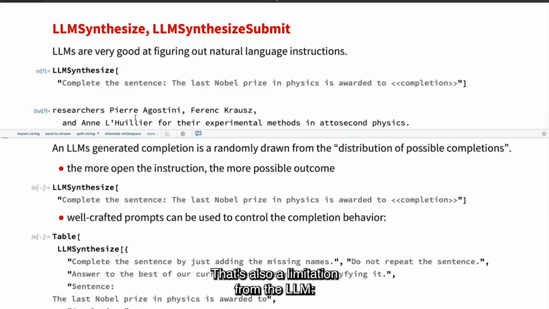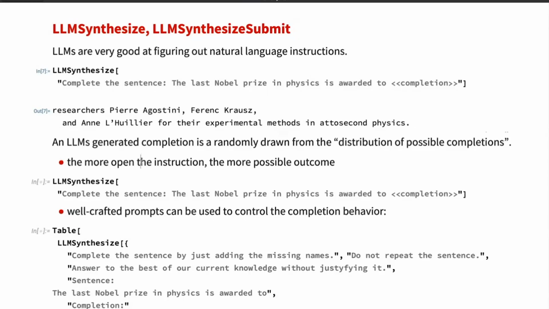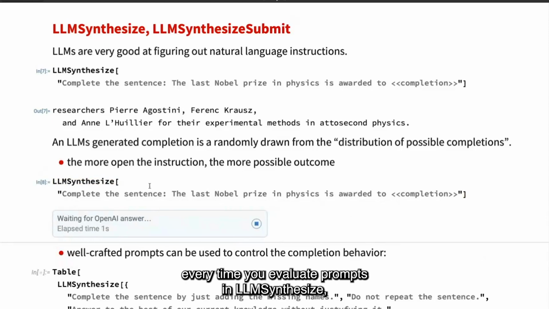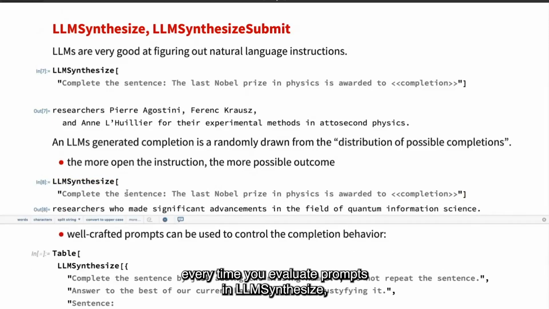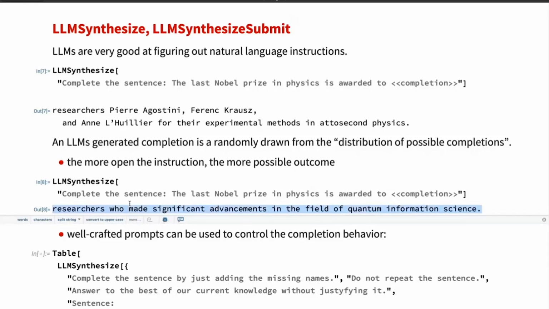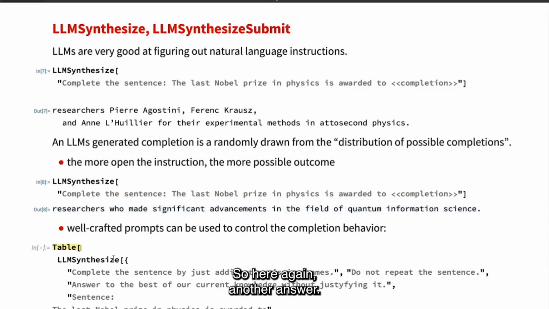That's also a limitation of the LLM. They basically have the knowledge at the time they were trained. So we need an update here, but that's interesting. And don't forget that every time you evaluate prompts in LLMSynthesize, you're likely to get a different answer because the LLM is a language model that is basically sampling a statistical distribution of possible completions for your prompts. So here again, another answer.